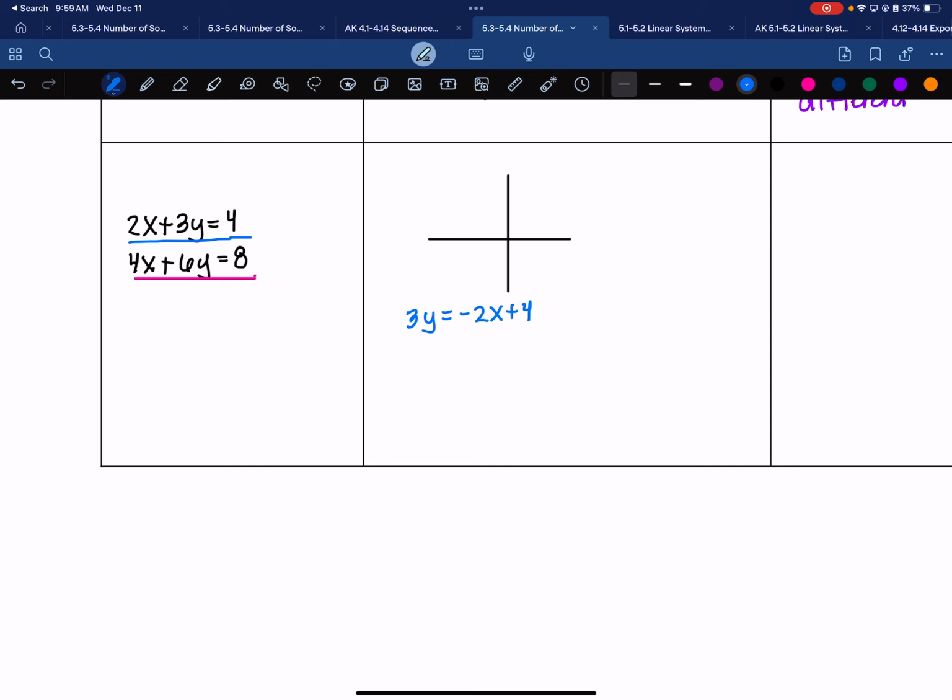What does y equal? Negative 2/3 x plus 4/3. We already graphed this, didn't we? So we know the y-intercept's going to be above the x-axis. It's a negative slope, so it's going to look something like this.